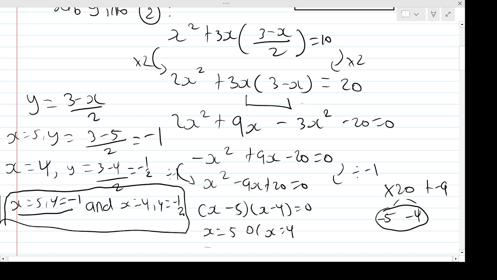Likewise, if you substitute the other pair in, 4 and minus a half, x and y, that should also satisfy the simultaneous equations. What you cannot do is mix and match. So I could not say x is 5 and y is minus a half is a solution, because it matters what the pair is.